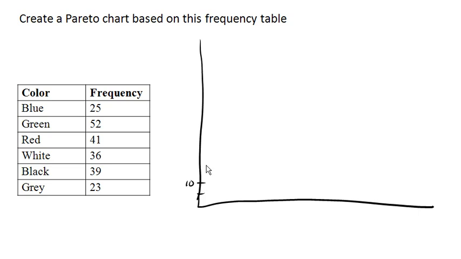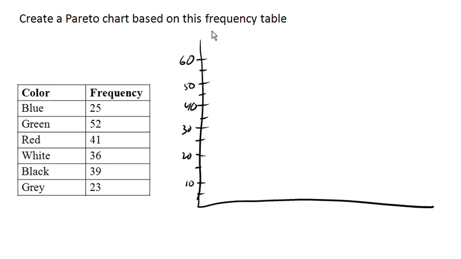5, 10, 15, 20, 25, 30, 35, 40. Now, of course, if I really wanted to do a really high-quality graph, I would not just be freehanding this. I would be using either graph paper or a pencil or, like I said, a computer. But this will be okay for now.